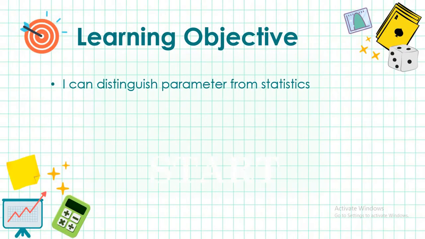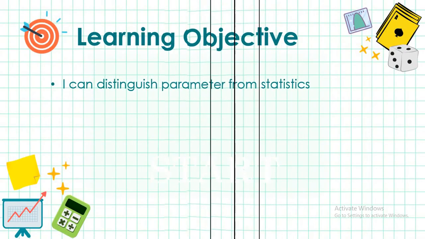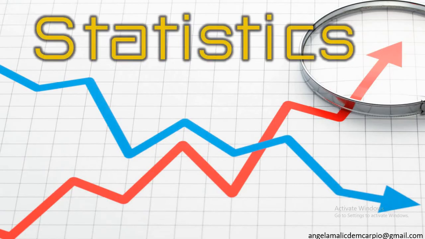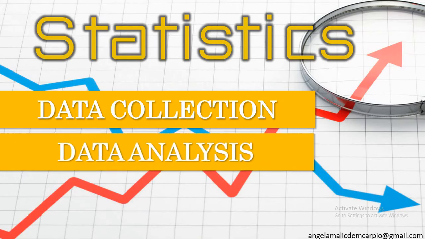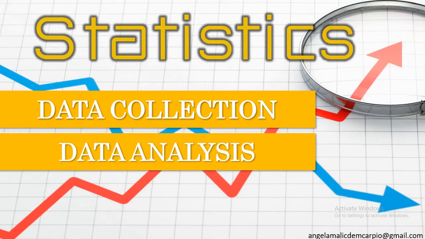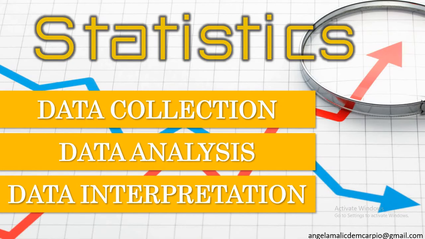The learning objective for today is for you to be able to distinguish parameter from statistics. We first recall what statistics is all about, and it can be trimmed down to three phrases. First, statistics is all about data collection. We gather data or we collect data for us to be able to analyze it and for us to have an interpretation so that we can contribute to new knowledge to a certain field.